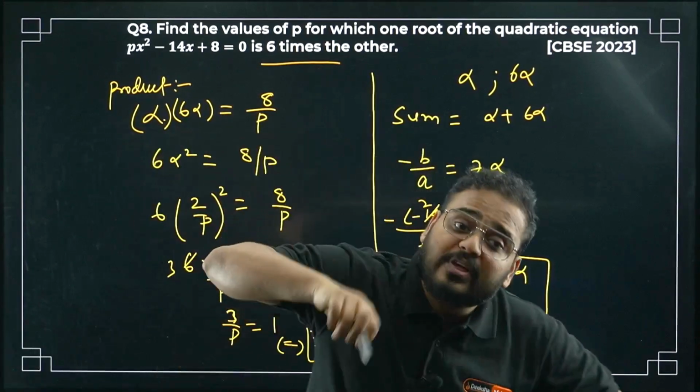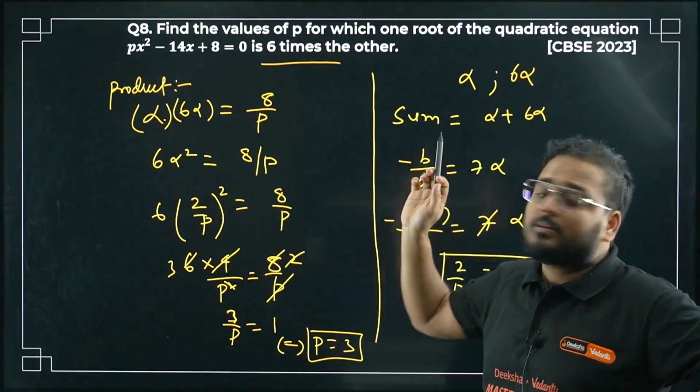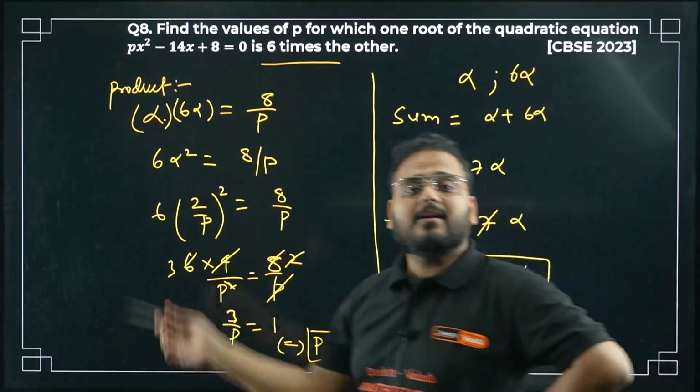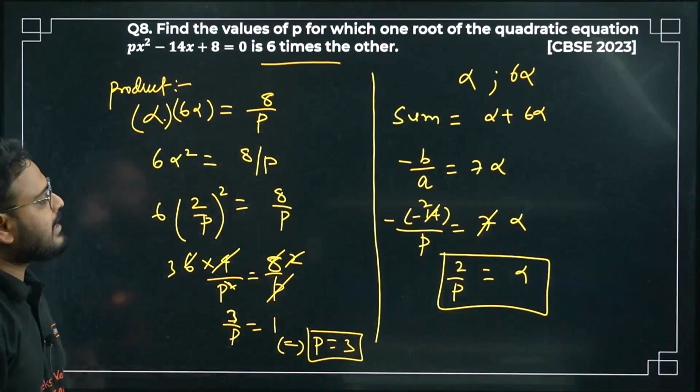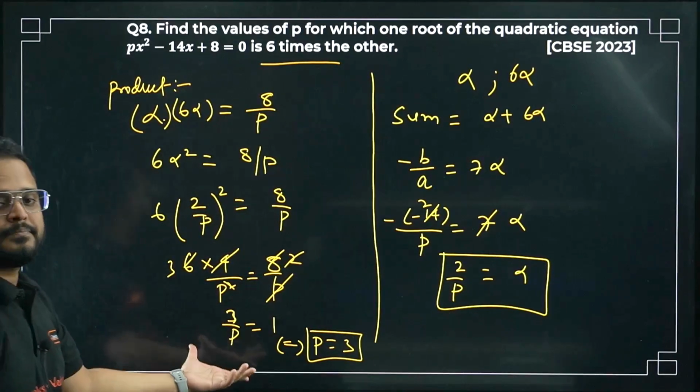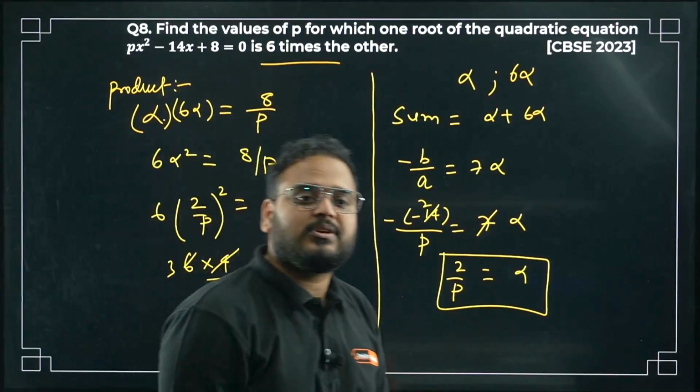So when the p value is 3, for the given equation, one root will be 6 times the other. Root number 1 will be 6 times the other. Please check. That's your answer: p equal to 3. Had fun?